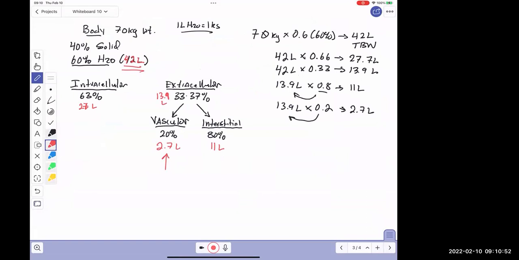So there's 2.7 liters of water in the vascular compartment, but then you have all of the solute, right? The blood cells, the proteins, and the various ions and electrolytes dissolved in there. And that makes up the rest of the volume, right? Because you have about 5 to 6 liters of total blood volume. And then 2.7 liters of that 5 to 6 liters is water.